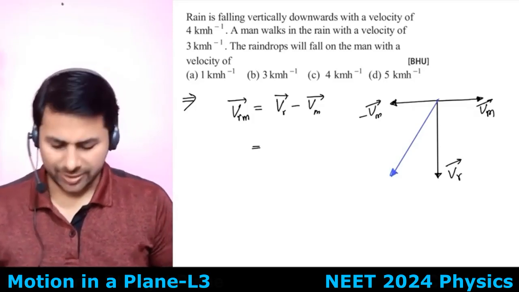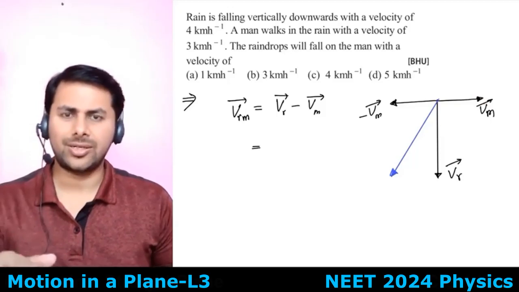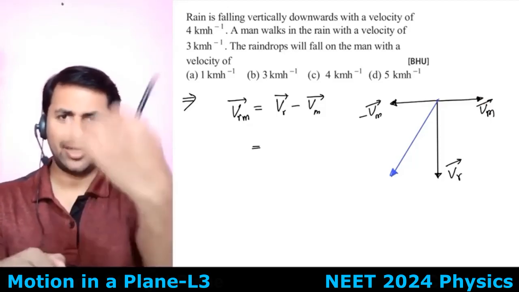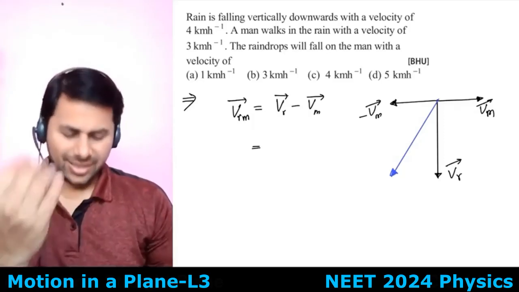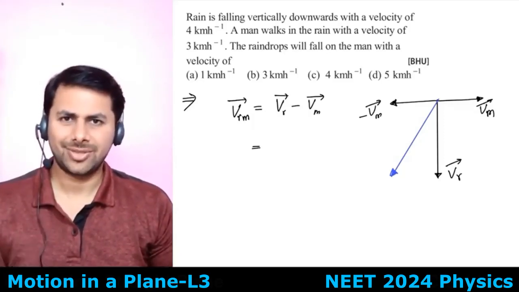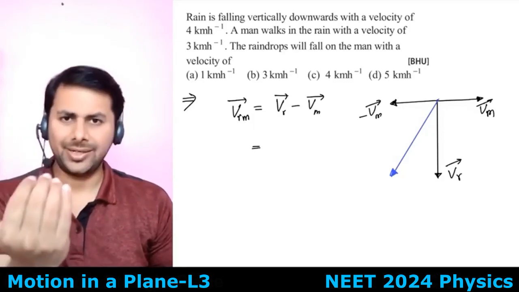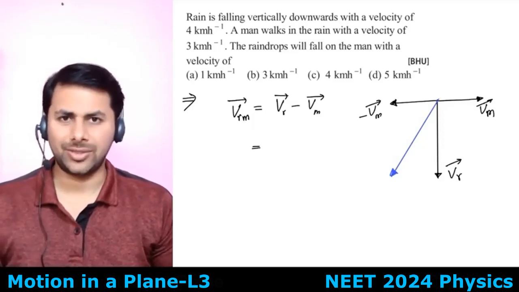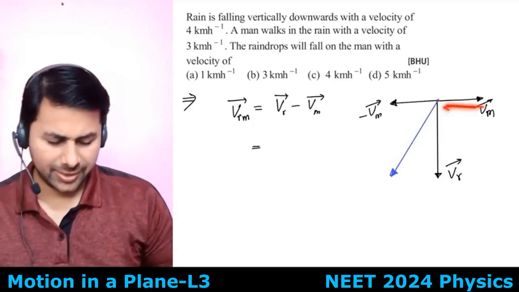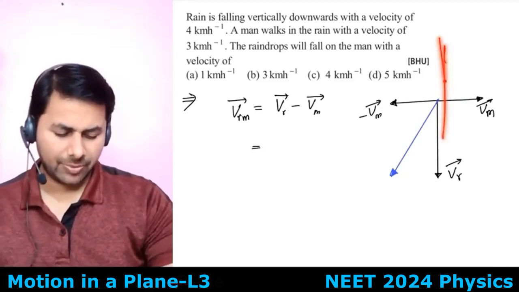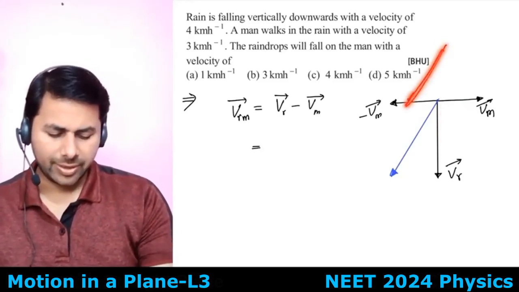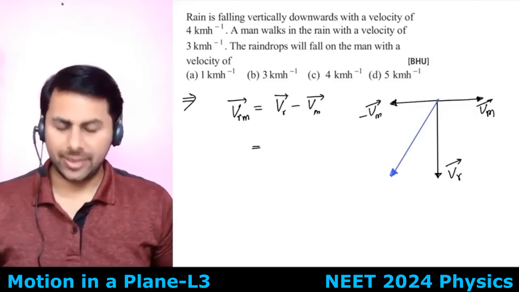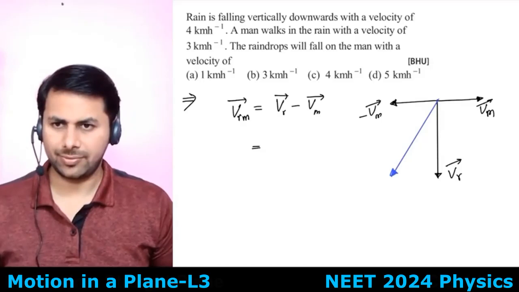So this is common observance, right? If we walk in forward direction and raindrops are falling like this downwards, then they appear to fall at some inclined angle. Rain appears to come at some inclined angle with the vertical, towards you. So man is walking like this, so raindrops are falling downwards, they will appear to come in this direction. So if direction is asked, we can tell about direction also.